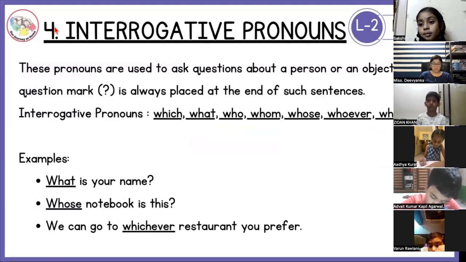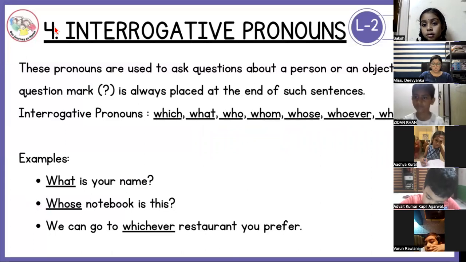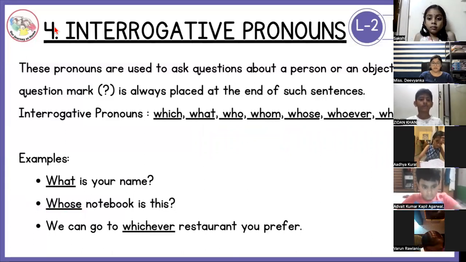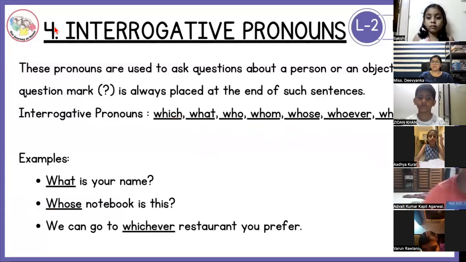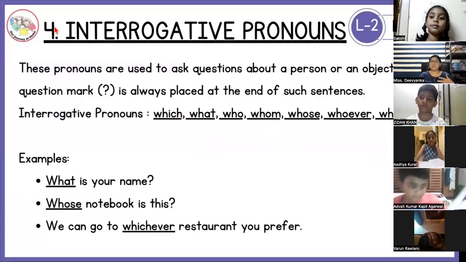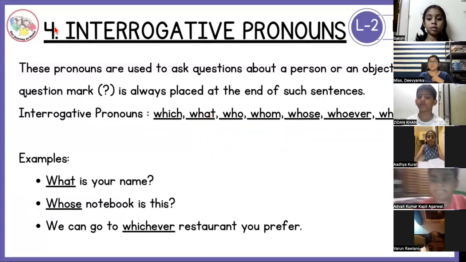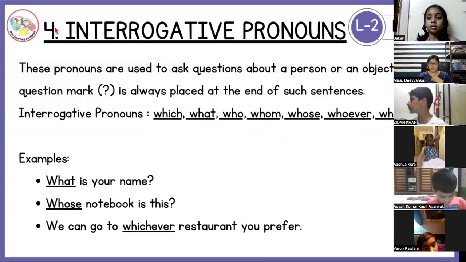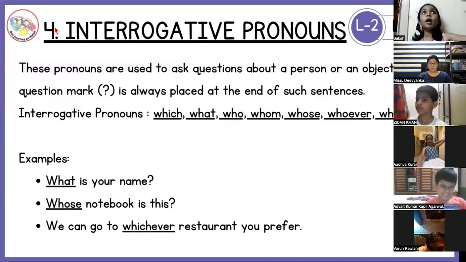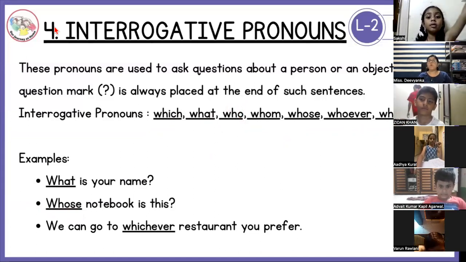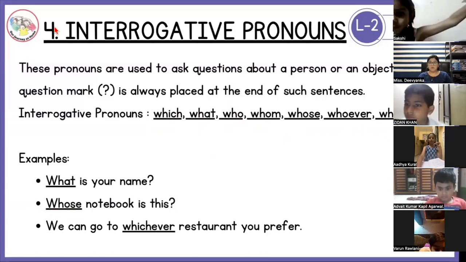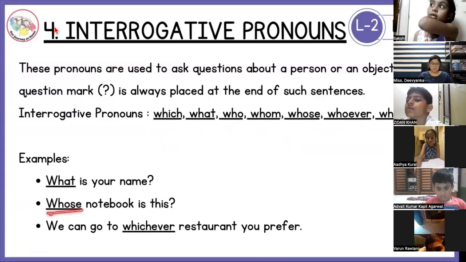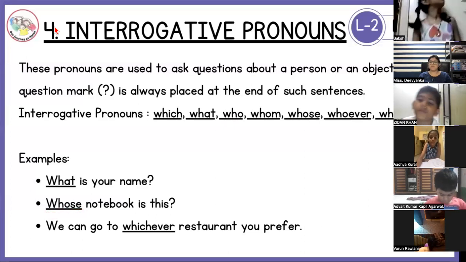Now, similarly, next sentence, whose? Whose notebook is this? Can I ask which notebook is this? Yes, because if I didn't know it's an English or a science or a maths notebook, I can ask, which notebook is this? Can I ask what notebook is this? No. It will not make sense. The appropriate one is whose. Can I ask who notebook is this? No, ma'am. So that also does not make sense. Whom notebook is this? No, again. So always remember you have to use your interrogative pronouns very, very carefully.